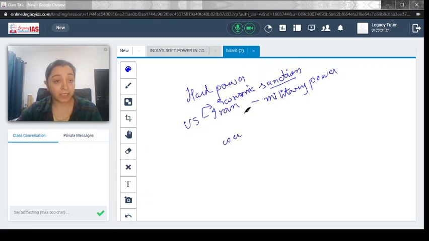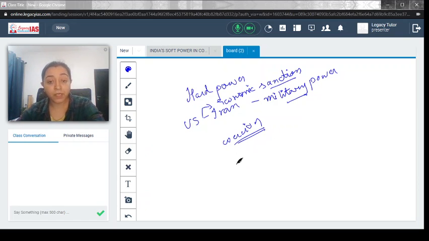In the case of economic sanctions, you are coercing the country to change its ways, otherwise it has to face economic retaliation. And during a military onslaught, you are definitely using hard power to coerce the country to submit to certain demands or agendas. So this is what is considered hard power.